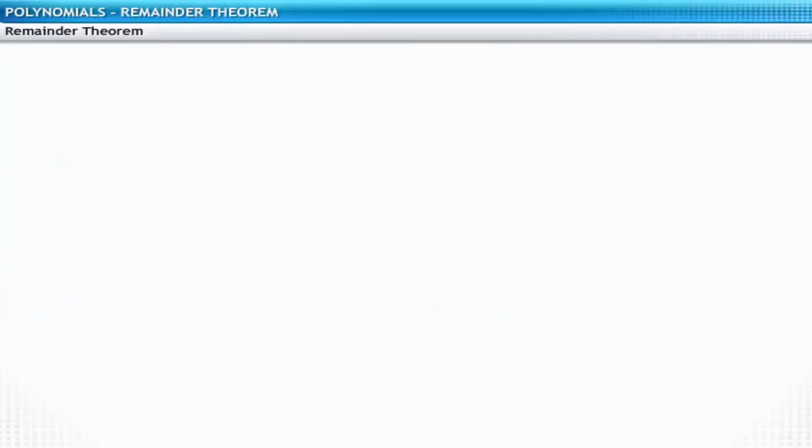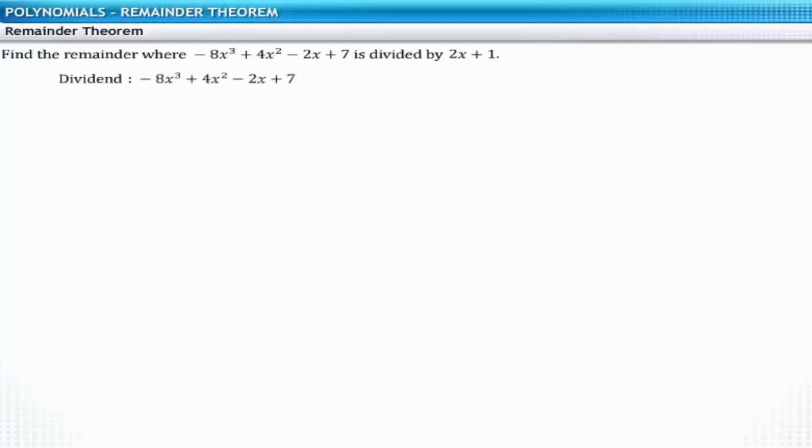Consider another problem where you need to find the remainder if a linear polynomial 2x plus 1 divides another polynomial minus 8x cubed plus 4x squared minus 2x plus 7. According to the problem, the dividend is equal to minus 8x cubed plus 4x squared minus 2x plus 7, and the divisor is equal to 2x plus 1.